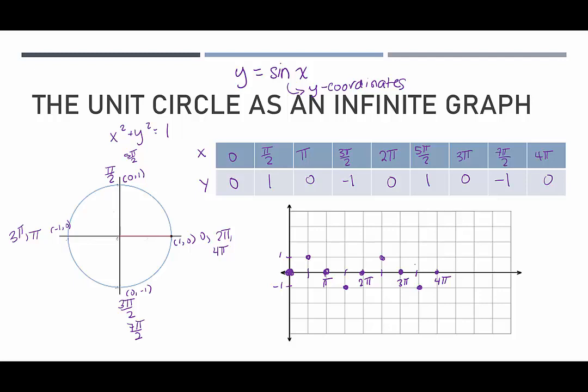When we connect the points, do not do sharp edges. These are sine curves. Curve means rounded, so we want this to be rounded as best we can. Hit each point. And this would be 2 periods of a sine curve. So that's taking it from the unit circle and kind of transposing it to a regular graph.